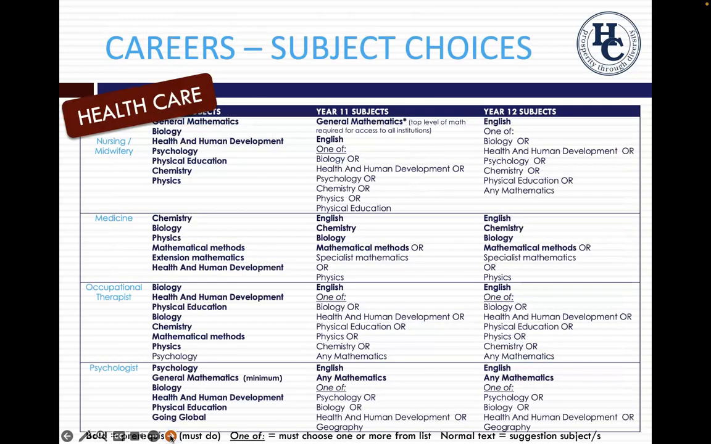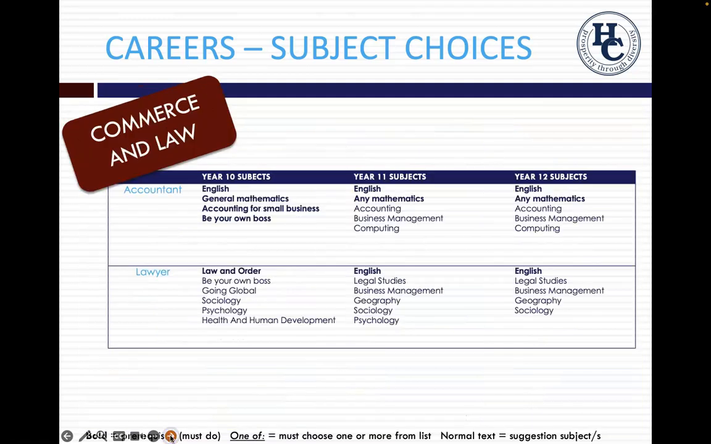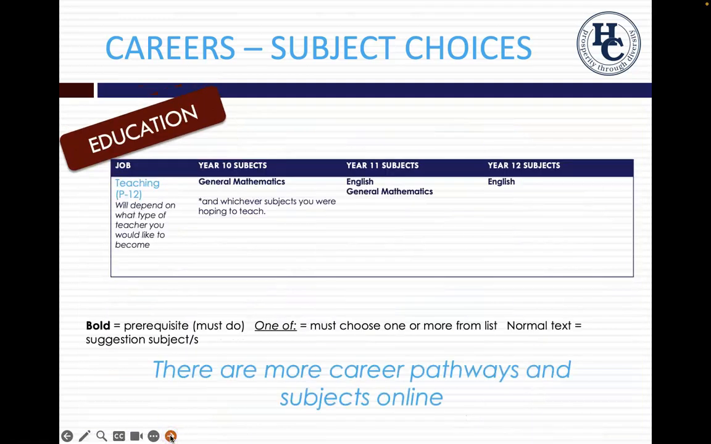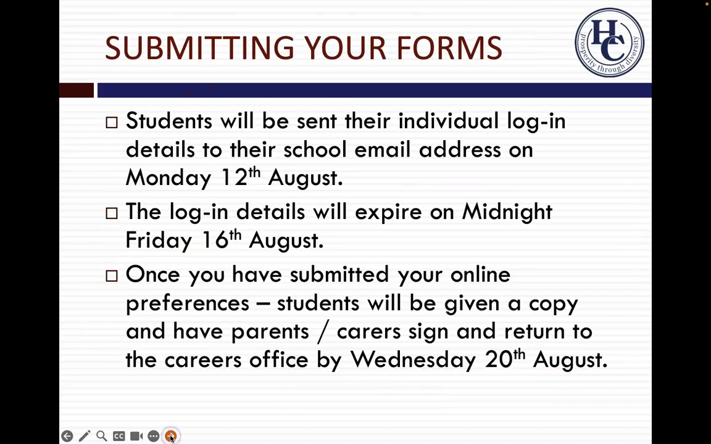You'll also find information here to include suggested subject choices based on careers that you might be interested in, which will help you to determine the best subjects for you. Each of you will be sent your individual logins to your school email address. Once you have that login, you need to submit your preferences online, and we then print out a hard copy of that for you to get parent permission and return to the careers office.